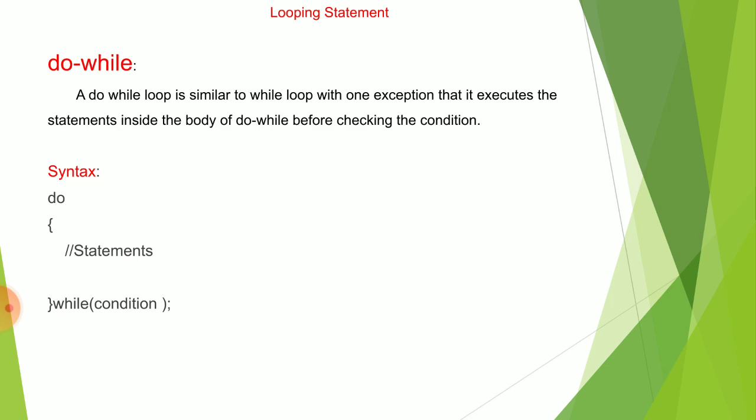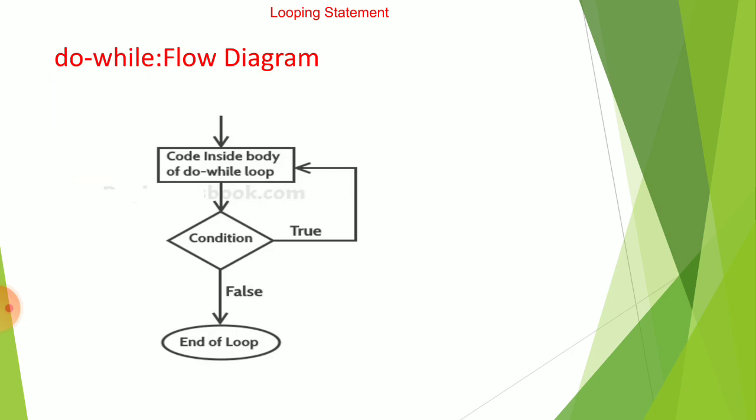The next looping statement is do while. It is similar to the while statement. The one exception is, first it executes the statements, then only it checks the condition. Syntax for do while statement here: do, statements, while, condition, semicolon. The semicolon is a must in the syntax.